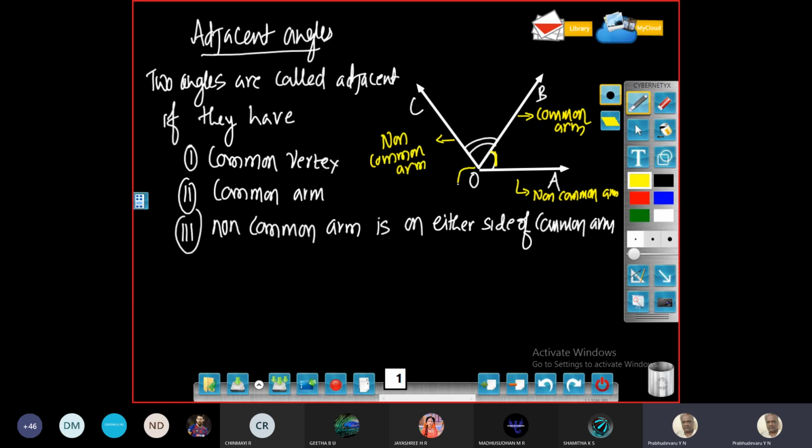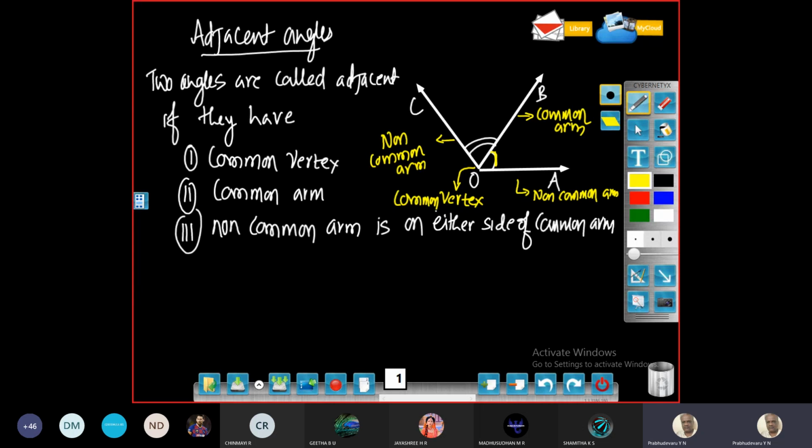And O is called the vertex. It is a common vertex for both the angles. See there, both the angles are having a common arm, OB, and then vertex O is the common vertex. For AOB the vertex is O and for BOC the vertex is O, and both are having the same vertex. So therefore, they are having common vertex.